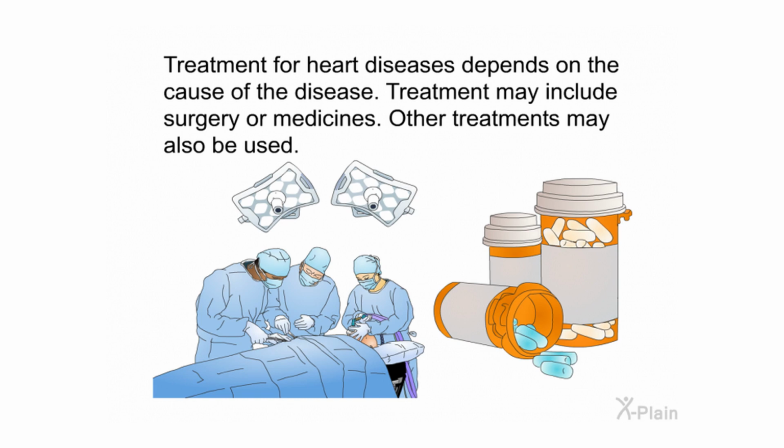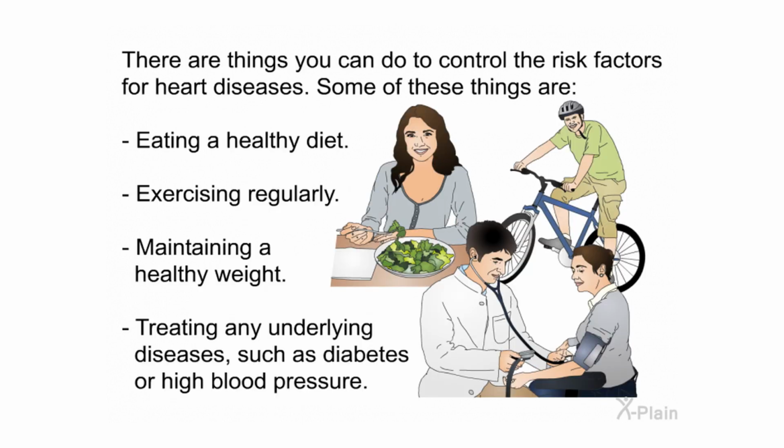Treatment for heart diseases depends on the cause of the disease. Treatment may include surgery or medicines. Other treatments may also be used. There are things you can do to control the risk factors for heart diseases. Some of these things are eating a healthy diet, exercising regularly, maintaining a healthy weight, treating any underlying diseases such as diabetes or high blood pressure.